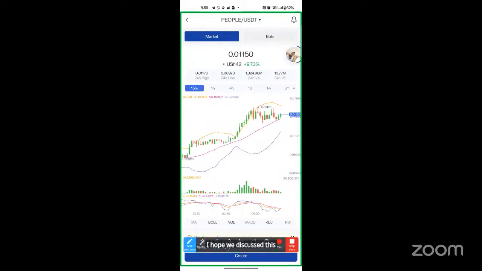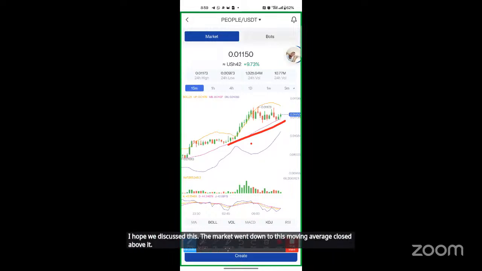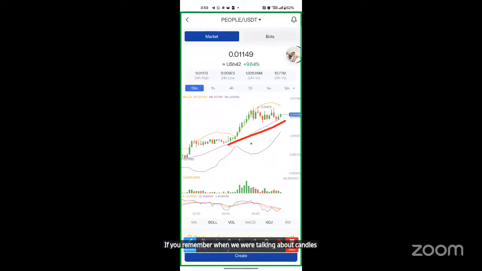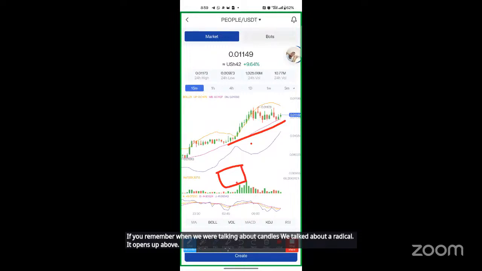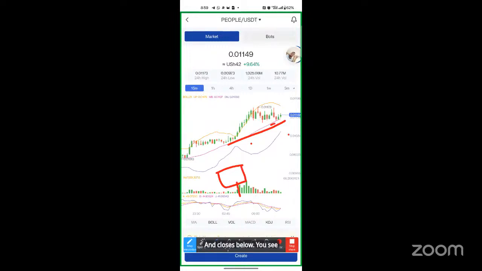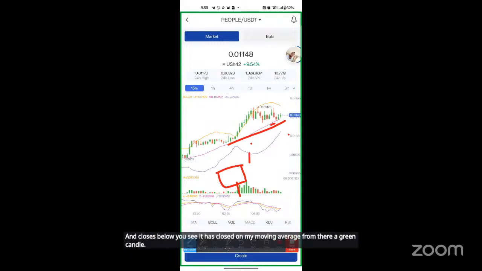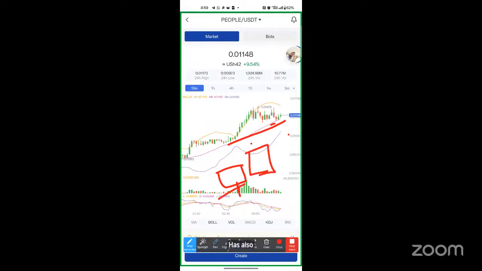The market went down to this moving average, closed above it. If you remember when we were talking about candles, we talked about a red candle. It opens above and closes below. You see, it has closed on my moving average. From there, a green candle has also started above the line. That grows my confidence. Is that hard? And this is using present and past knowledge.